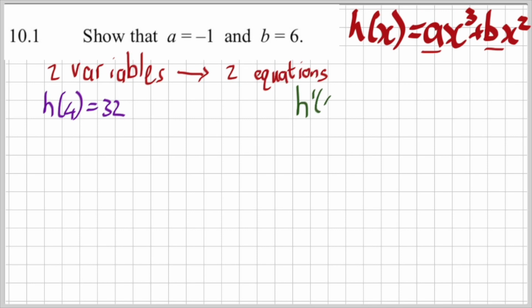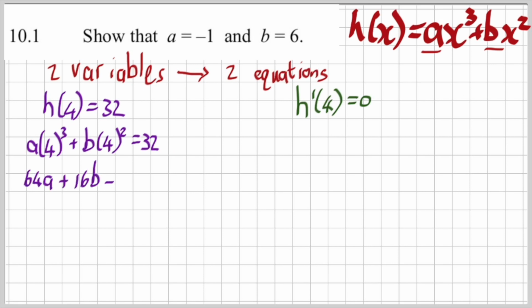And the second bit I'm going to look at is also at x equal to 4. Because it's not just a point on the graph, it is a special point. It's a stationary point. And this means I can have 2 sets of equations. First of all, if I substitute x with 4, I've got to get an answer of 32. At this point, ladies and gents, I'm just going to simplify and see where it goes.